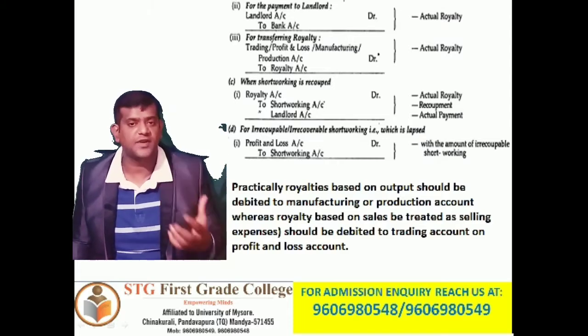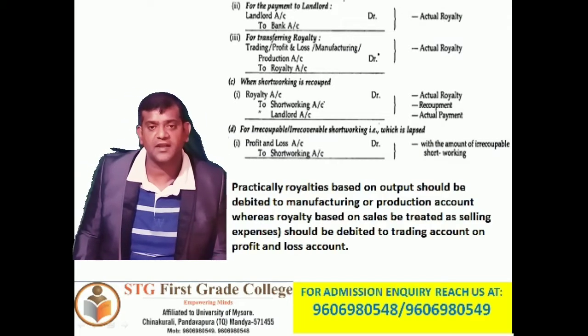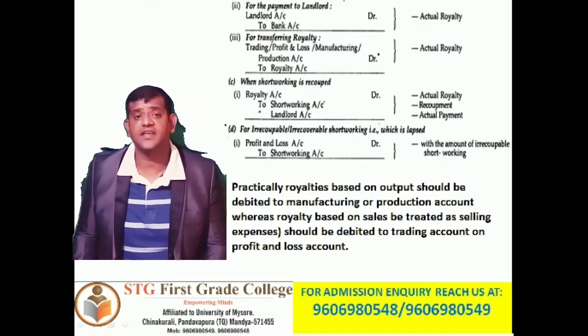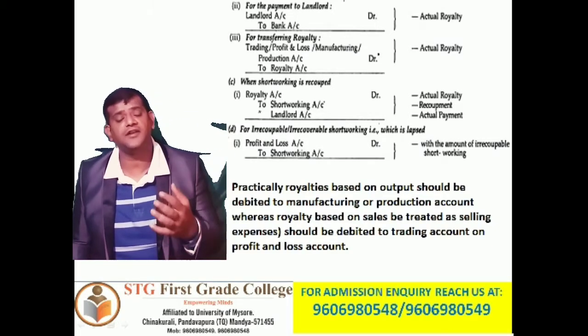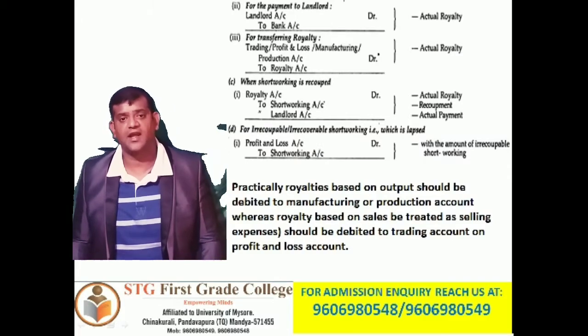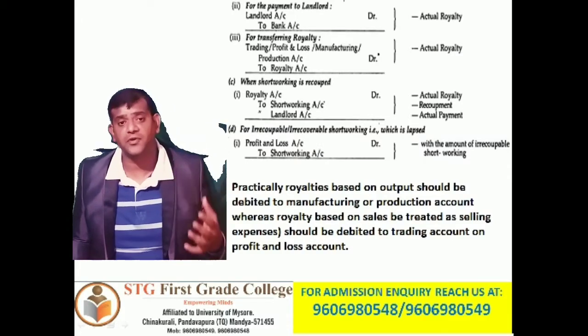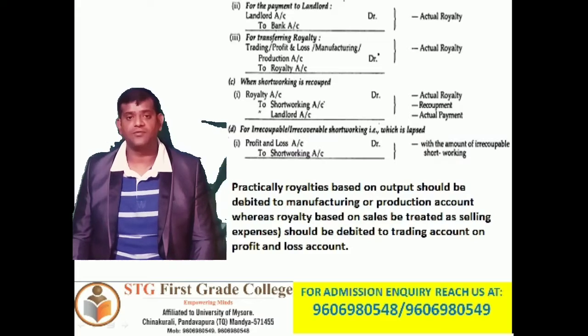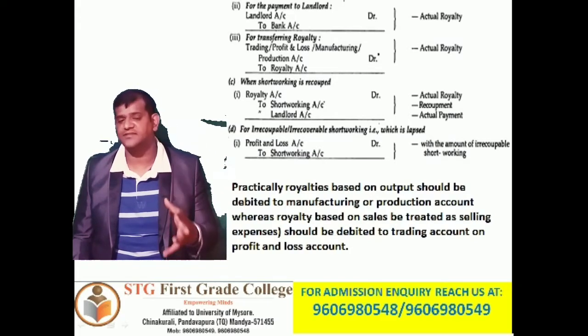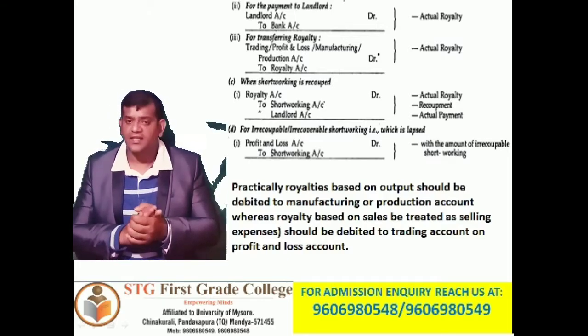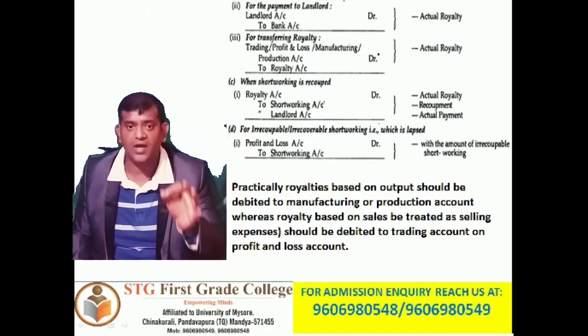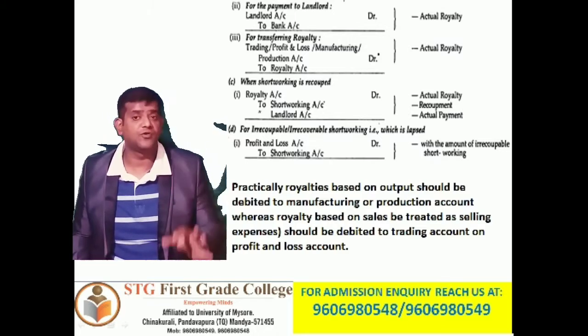So next, for irrecoupable short workings, if that short working cannot be recouped, in such a case what is the entry? The entry is profit and loss account debit to short working account. Okay, so now as students you must understand, practically when we speak about royalties, that is completely based on the production or output.